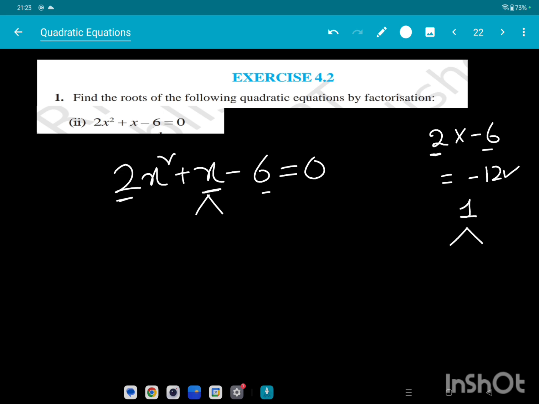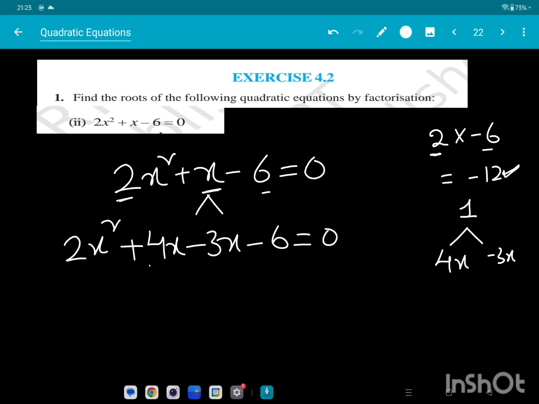How can I split these two terms? Can I write it as 4x minus 3x, which means 4 threes are 12, and with the minus sign it is minus 12? So I can write it here as 2x square plus 4x minus 3x minus 6 is equal to 0. Here 4 into minus 3 is minus 12 and 2 into minus 6 is also minus 12, and 4x minus 3x becomes x. So I got the middle term.